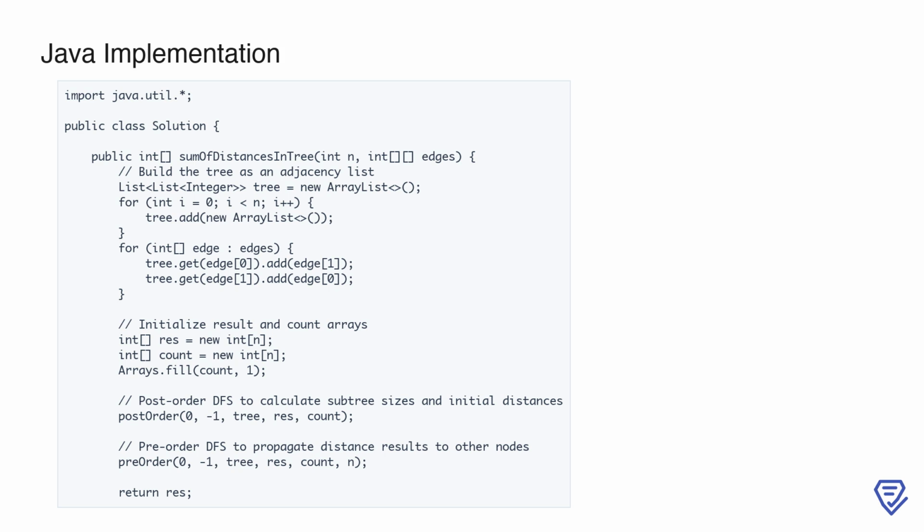Next, we declare two arrays, res to store the final results for each node and count to track the size of the subtree rooted at each node. We also prefill the count array with ones because each node initially contributes a count of 1 for itself. From here, we perform a post-order depth-first search to calculate the size of the subtrees and the initial distance sums for the root node. Once the post-order traversal is complete, we perform a pre-order DFS to propagate the calculated distances to all other nodes in the tree. Finally, we return the res array, which contains the sum of distances for every node.